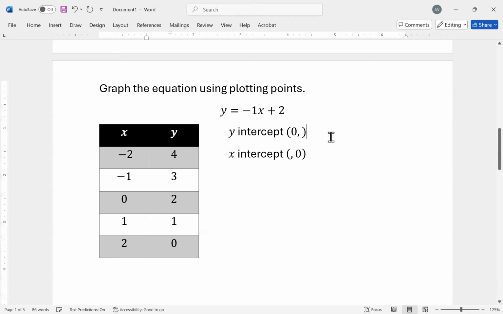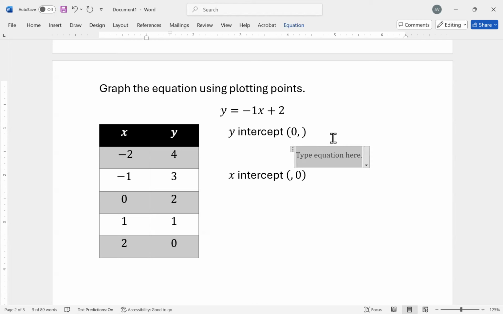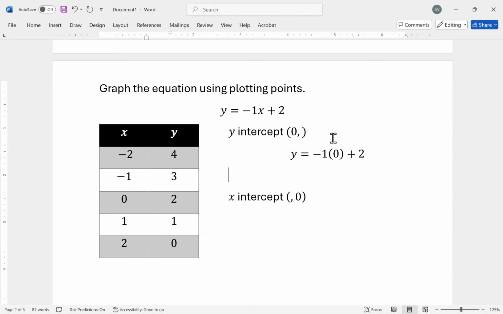Let's look at doing these two problems. I'll first find the y-intercept in example 7, y equals negative 1x plus 2. In order to find the y-intercept, I'm going to plug in 0 for x. That's y equals negative 1 times 0 plus 2, which is y equals 2. And I get the y-intercept of 0, 2. So that's the point at which y equals negative 1x plus 2 hits the y-axis.